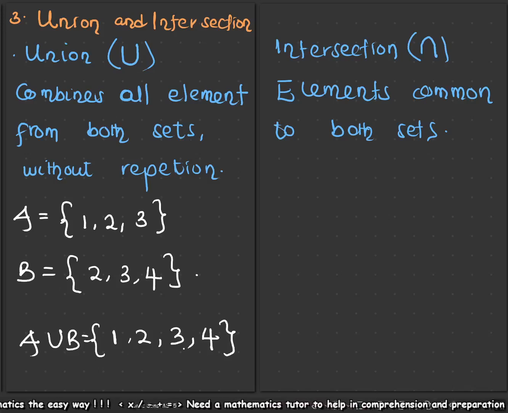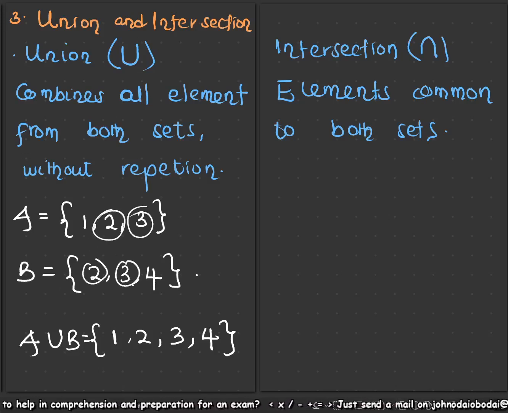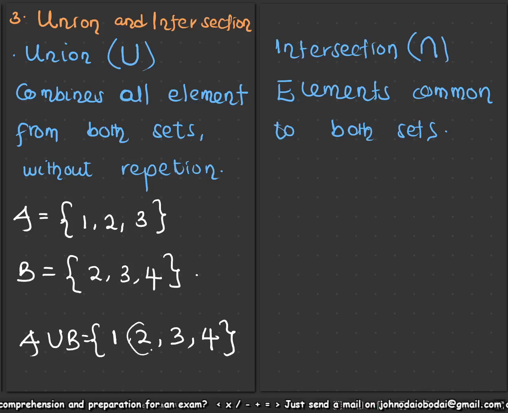So for union, it will combine elements from both sets, but it does not repeat them, so that we don't have to write double 2s and then double 3s, but we write only one of them. That is what union does.